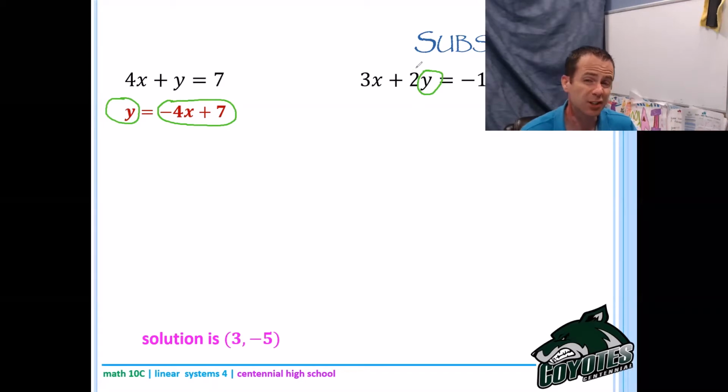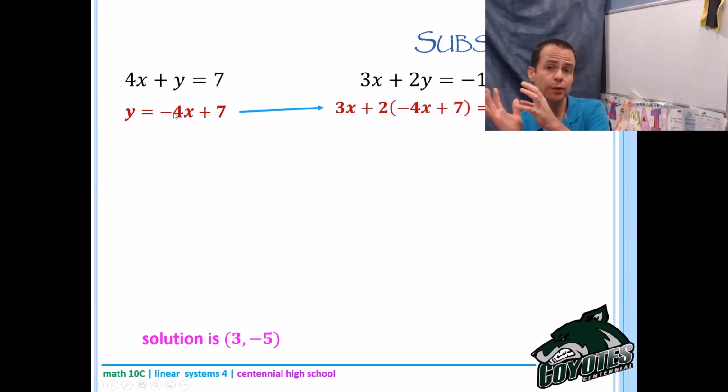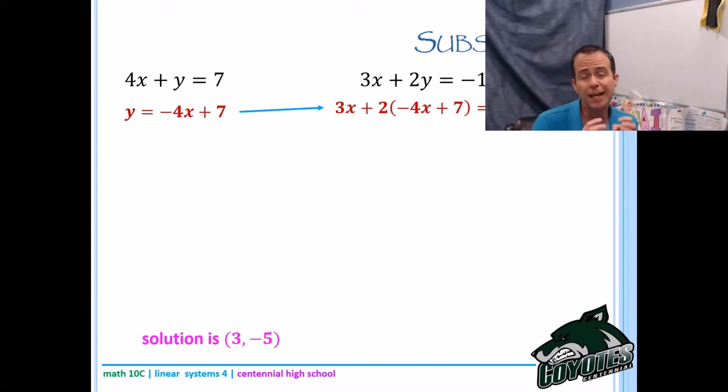So instead of saying 2 times y, I can say 2 times negative 4x plus 7. Okay, remember I said how important communication is. So what I'm going to do is I'm going to arrow over to say I'm going to take this information and go over to the other equation, and I'm going to use that information in the other equation. So I arrowed over, and now I'm going to write the other equation, but where I saw y, I'm going to replace it with a negative 4x plus 7.